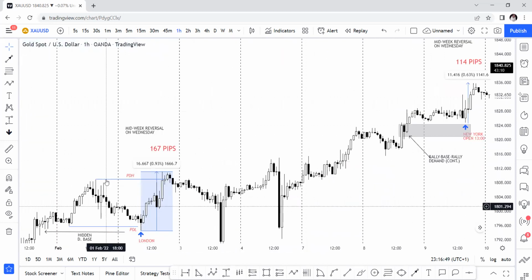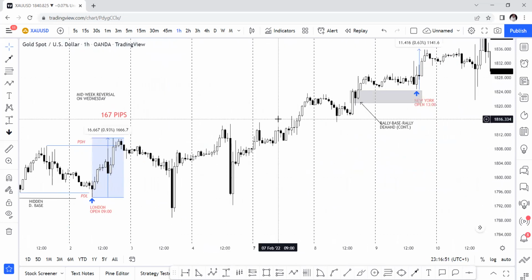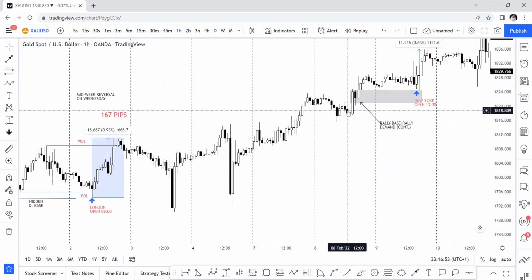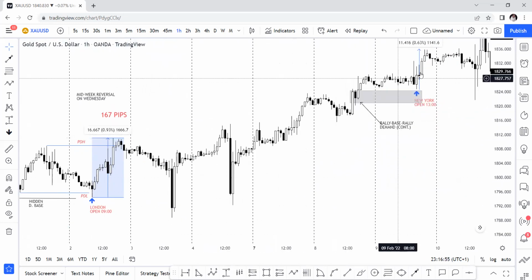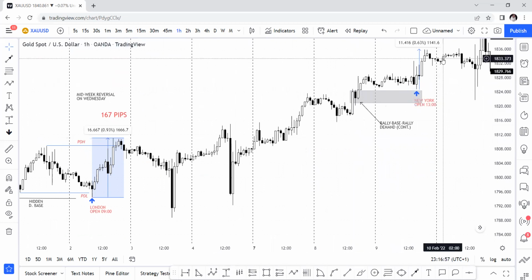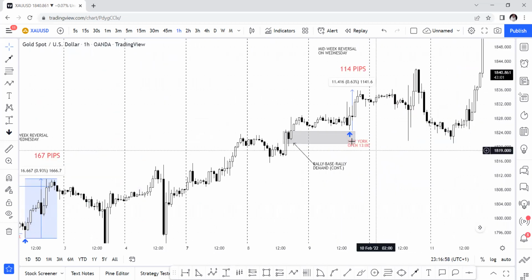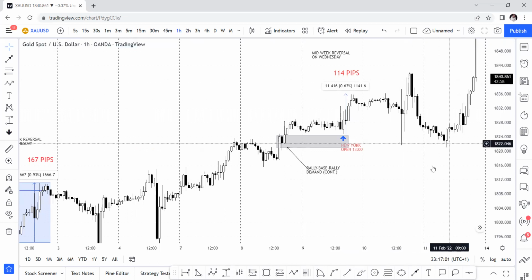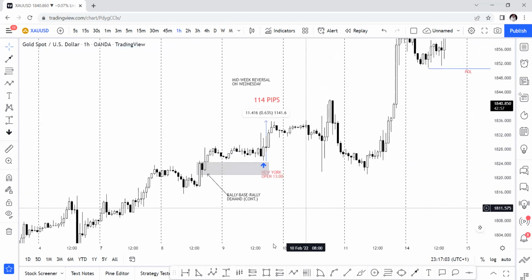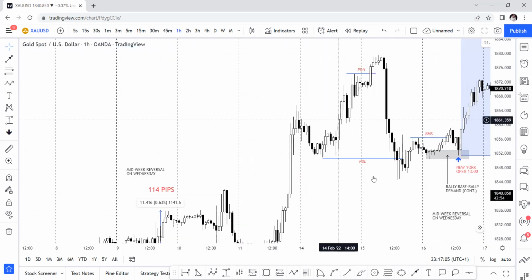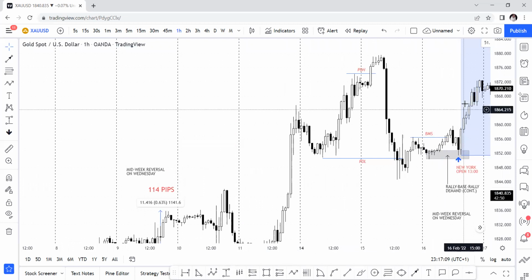Yeah, like for example, what happened? See what happened there. For example, see what happened here. Rally, base, rally, it drops. Rally, base, rally, it drops. Rally, base, rally.